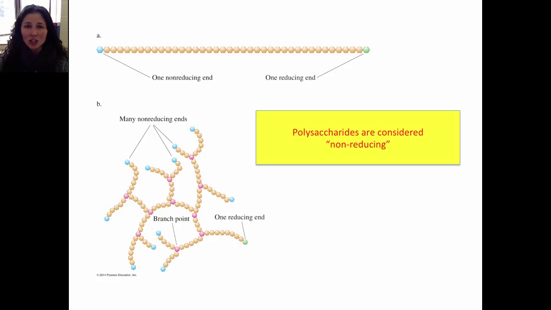Polysaccharides like starch and cellulose are non-reducing sugars. Despite the fact that they have 1 reducing end, they are called non-reducing sugars because they cause a negative result for a Benedict's test. This is the end of the video.